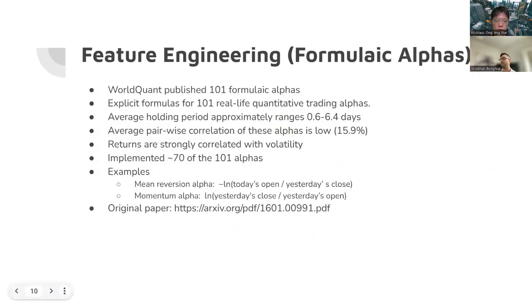Lastly, our formulaic alphas. WorldQuant published 101 formulaic alphas. These are explicit formulas for real-life trading. The average holding period is short, and the average pairwise correlation is low, which means that we capture quite a fair bit of the market breadth. Returns are also rather correlated with volatility. So we implemented 67 of the alphas. We show some examples here.